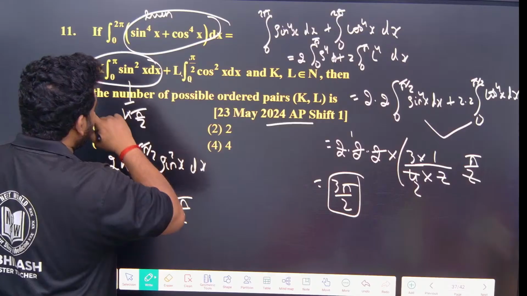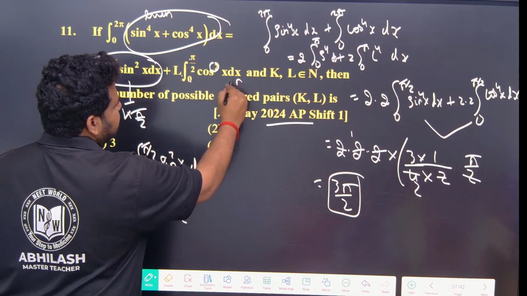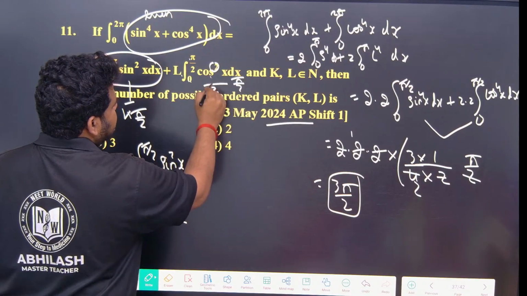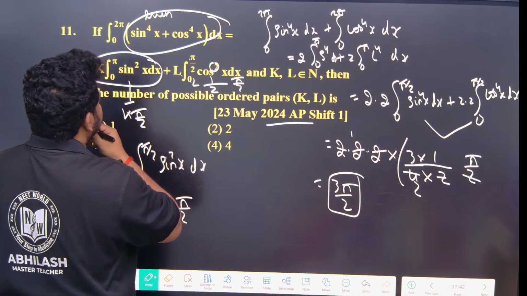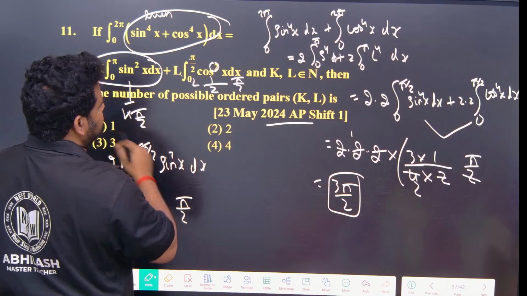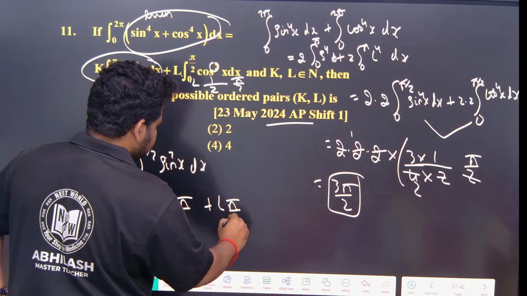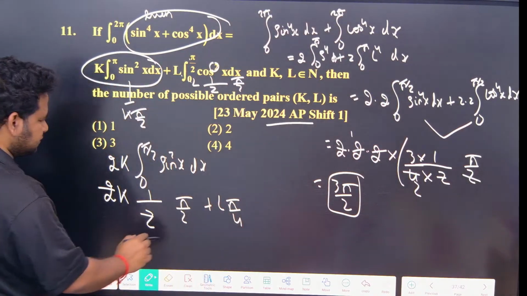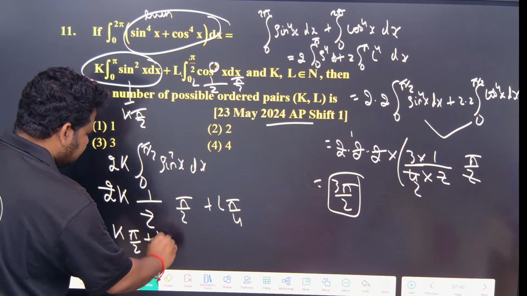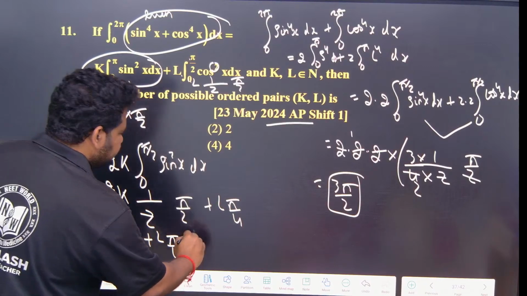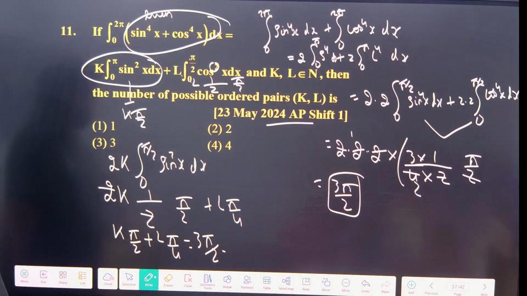Okay, look at this value, integral 0 to pi by 2 cos square x. So cos square x means here even power, pi by 2 should be there. So here the denominator is 2, here it is 1, and L is there. Nothing can be done here. So plus L into pi by 4. So this is k times pi by 2 plus L times pi by 4 is equal to 3 times pi by 2, correct no, 3 times pi by 2.